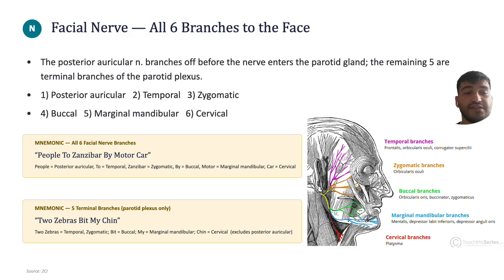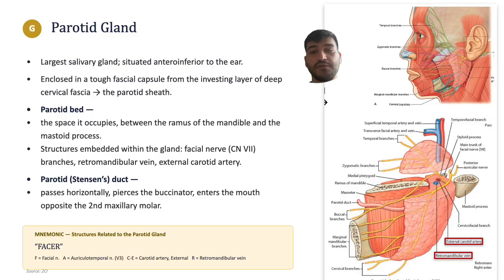So "people to Zanzibar by motor car" is a mnemonic. So we have the posterior auricular, to is temporal, Zanzibar is zygomatic, by is buccal, motor is marginal mandibular, and then car is cervical. And those are the main ones that we should focus on.